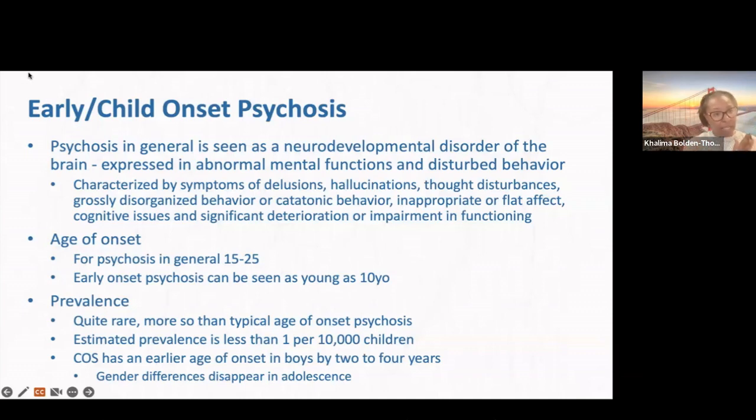It can be seen in 8, but that is so hard because of theory of mind, those developmental considerations, etc. Prevalence of early onset is quite rare. Estimated prevalence is less than 1 per 10,000 children, and an earlier age of onset in boys by 2 to 4 years. Gender differences are less of an issue once they get older.